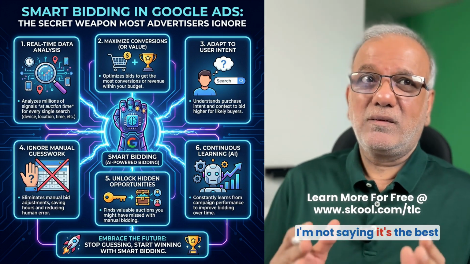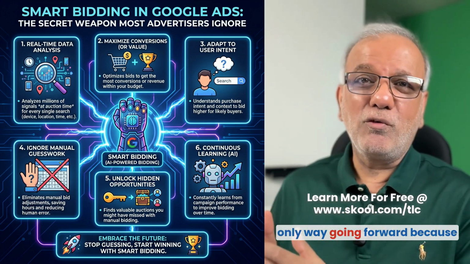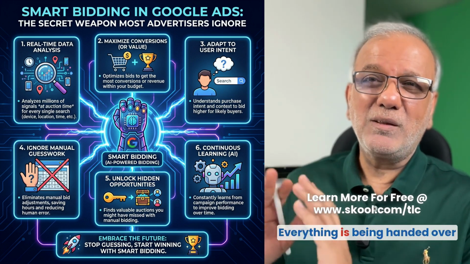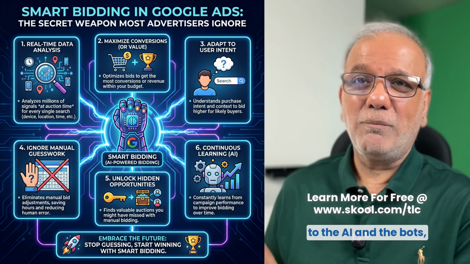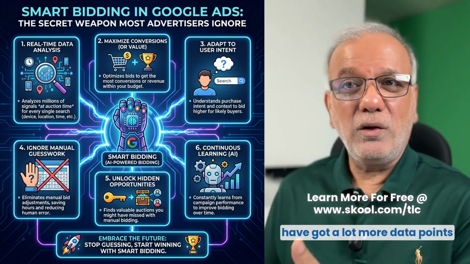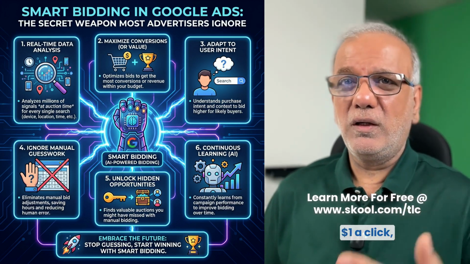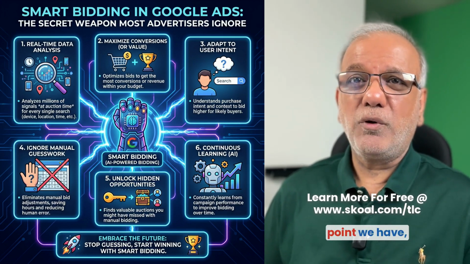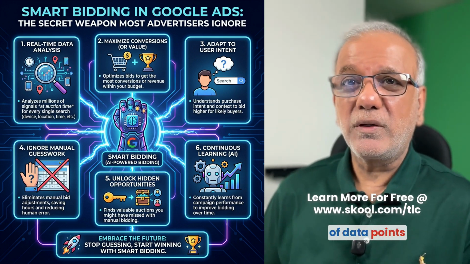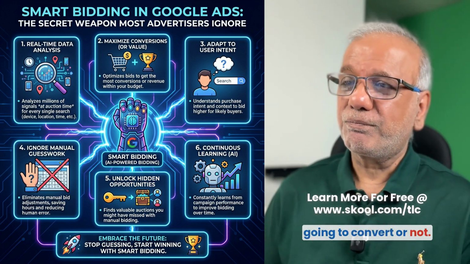Now, I'm not saying it's the best way or the right way. I'm just saying that this is the only way going forward because we will have less and less control over our campaigns. Everything is being handed over to the AI and the bots. And in a way, it's true that they have got a lot more data points when they are bidding. Because if we are bidding $1 a click, that's the only data point we have. Whereas Google has got millions of data points to see whether that click is going to convert or not.